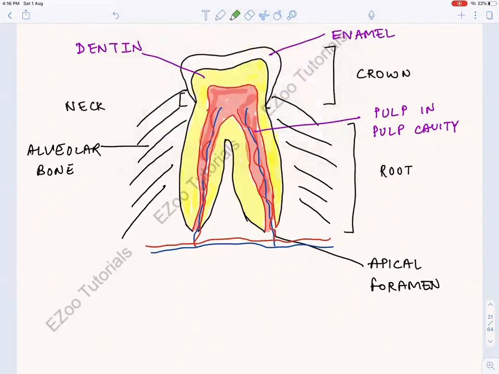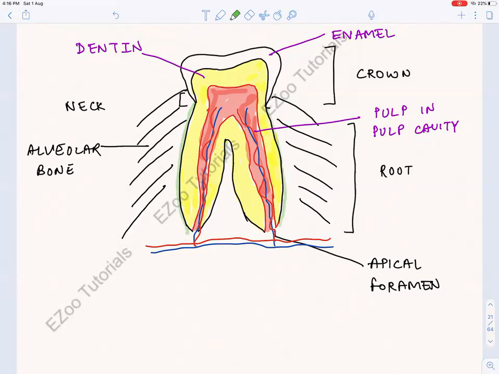So now with a green color, I'll show you the cementum and then the periodontal ligament. So this is covered by a cementum. And what is the cementum doing? It is a bone-like structure. It's a cementum. It is attaching the root to what? It is attaching the root to the bone.